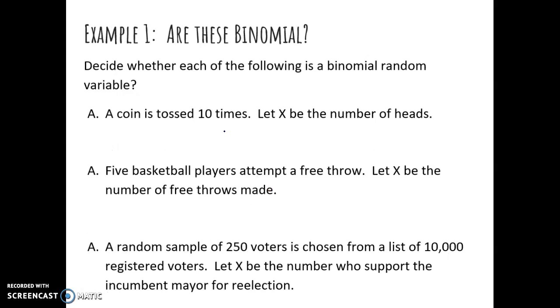So let's look at example 1, are these binomial? Decide whether each of the following is a binomial random variable. A coin is tossed 10 times. Let x be the number of heads. Alright, first, there needs to be a fixed number of trials. The coin is tossed 10 times, so that gets a check. Number 2, there has to be 2 outcomes, a success and a failure.